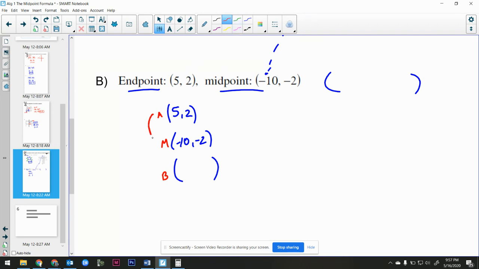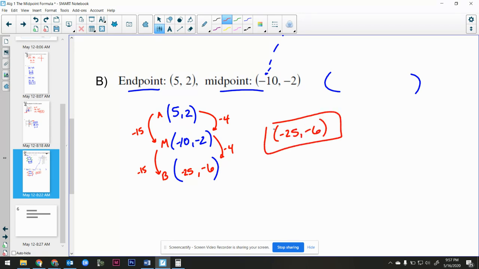Okay, so what am I doing? How am I going from 5 to -10? I'm dropping 15 units, right? So go down 15 more units, -25. How much am I dropping from 2 to -2? I'm going down 4. So drop down 4 again. -6. Final answer, -25, -6. There's my answer there.